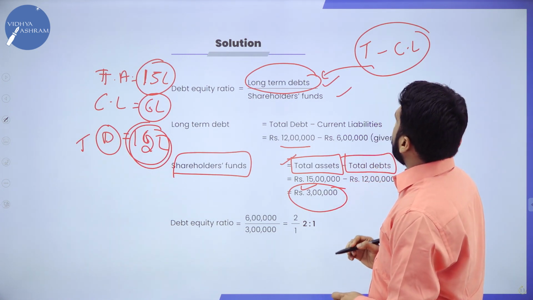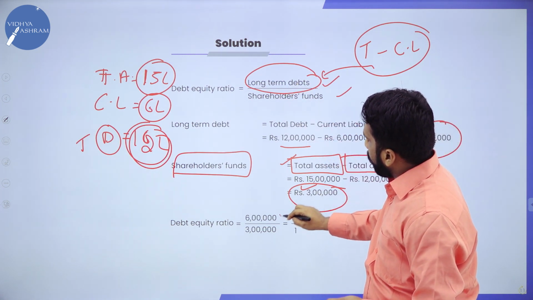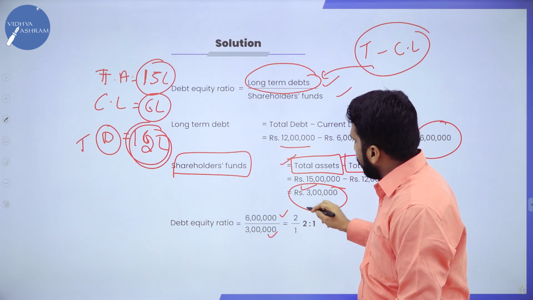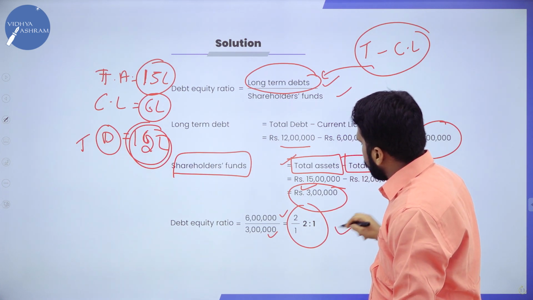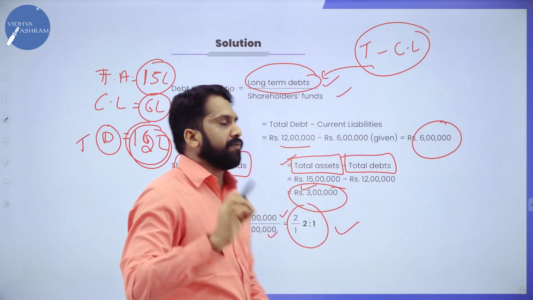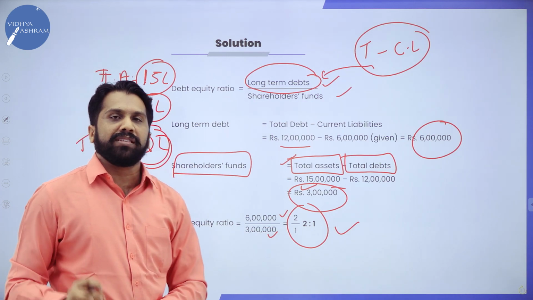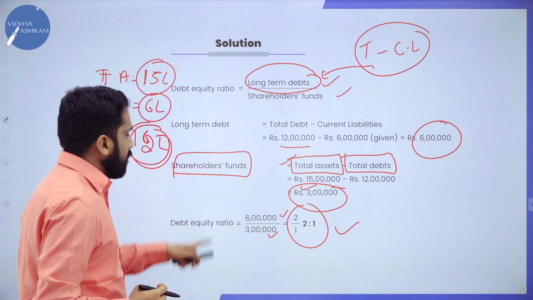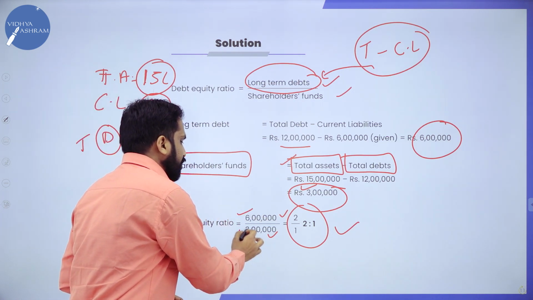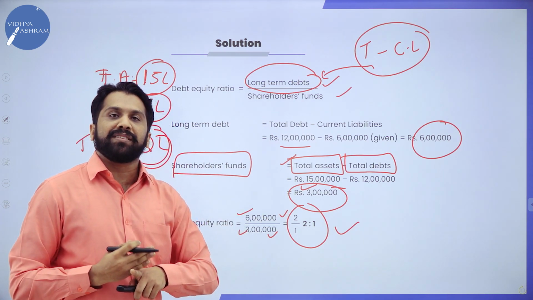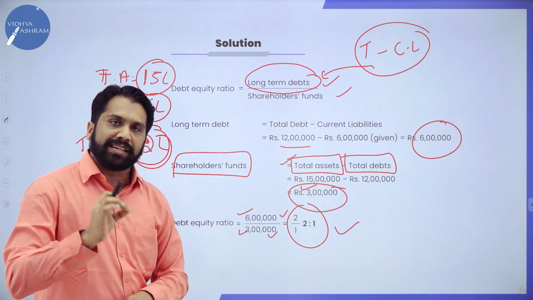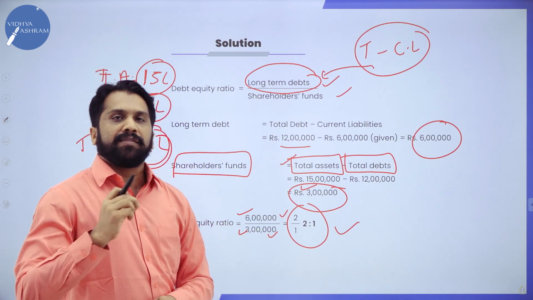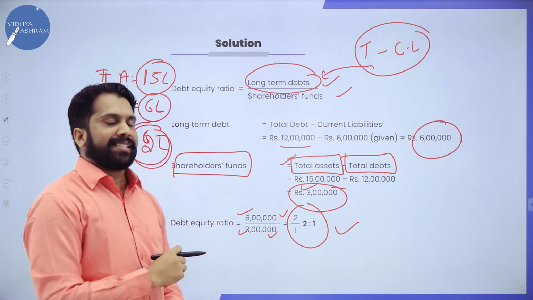Now we'll come to the formula. Your long term debt we got is 6 lakh. Your shareholders fund we got is 3 lakh. What is your answer? 2:1. Your final answer for debt equity ratio is 2:1. As per our previous discussion, your debenture is more and your shareholders fund is less. The company is not in good condition, that's why the debenture is more than your shareholders fund. We'll go for the next slide.